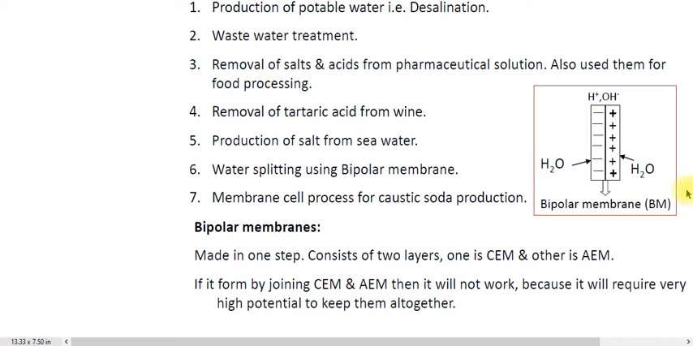This membrane is generally made in one step. You cannot just create a bipolar membrane by combining one anion exchange membrane and one cation exchange membrane together, because the requirement of chemical potential in this case is much higher. So generally we make a membrane by polymerizing the polymer in this way, so that both faces of the membrane have different types of charges.